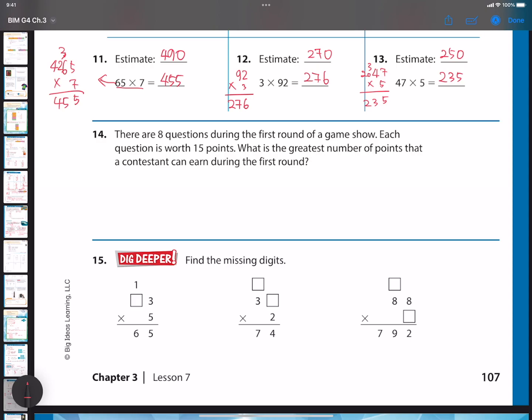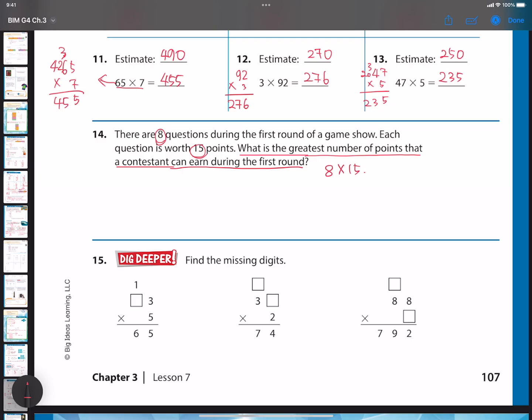There are 8 questions during the first round of a game show. Each question is worth 15 points. This is the question, please underline: what is the greatest number of points that a contestant can earn during the first round? All right, so you have 8 questions, and each question is worth 15 points. If you got everything right, that's the greatest number of points you can get, right?